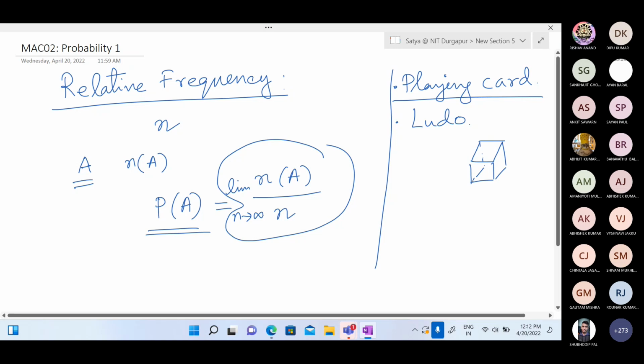And the major thing here is this one. Somewhere it is written 1, somewhere 2 dots, another face is 3 dots, and some faces are 4, 5, 6. There are 6 faces. And this is called the dice, D-I-C-E.